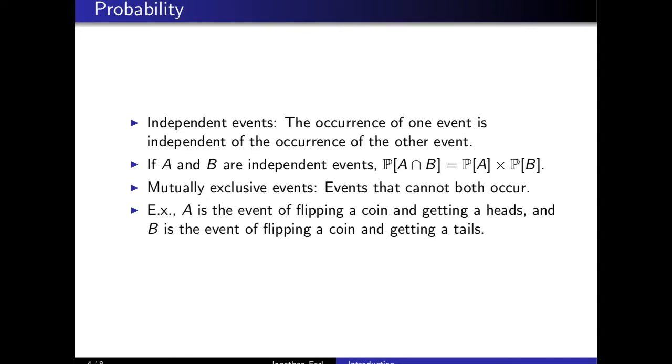We could also talk about mutually exclusive events, and these are events that cannot both occur simultaneously. So suppose that we said we were going to flip a coin once. A is the event that we get a head on that coin flip. B is the event that we get a tails on that coin flip. Well, you can't flip a coin and get a head and a tail simultaneously. So A and B are what we would refer to as mutually exclusive. And the probability of A and B both occurring is 0.